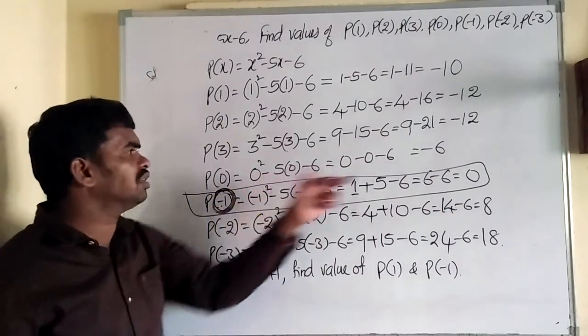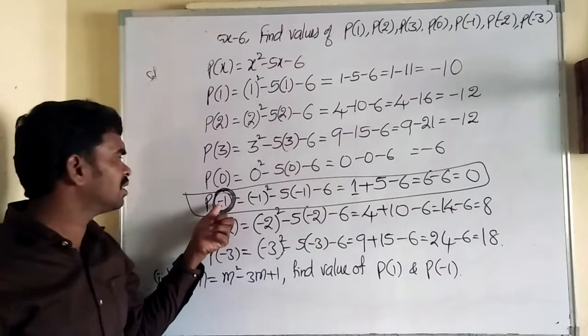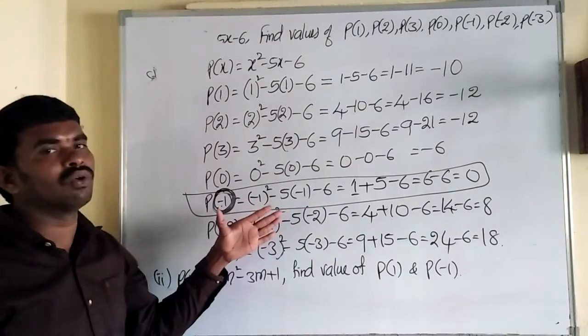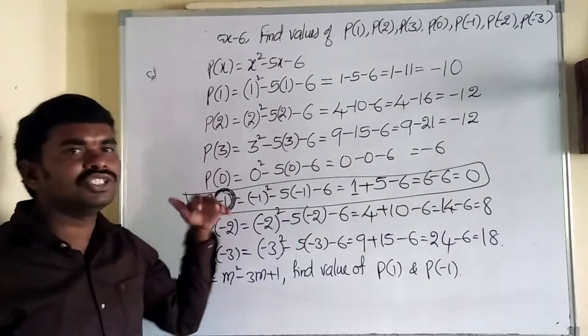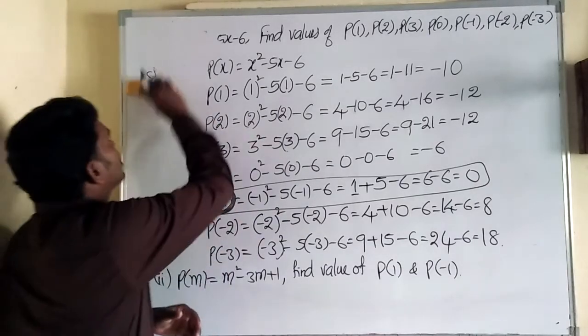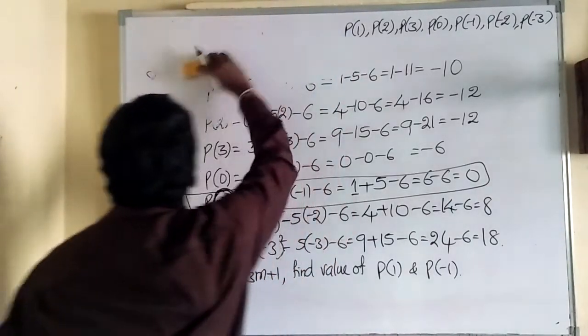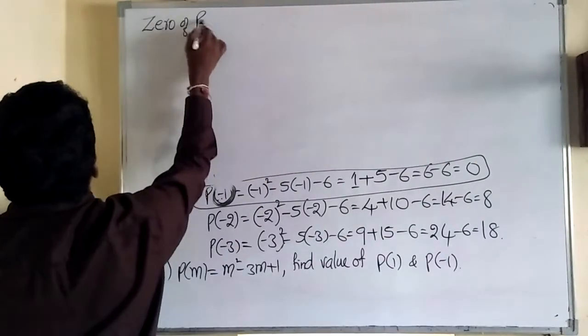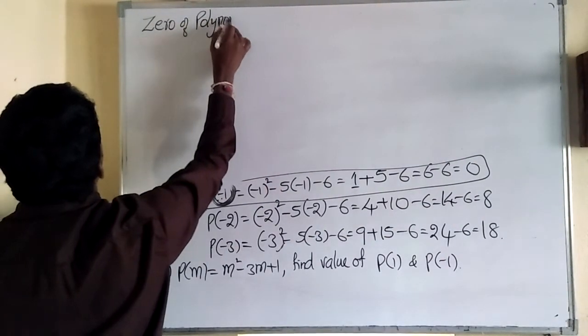Not only here, wherever you get the value 0, immediately check at what value it becomes 0. At minus 1 it is 0. Oh, so minus 1 is a zero of the polynomial. So what is the definition of a zero of a polynomial? I will give you, let us see.